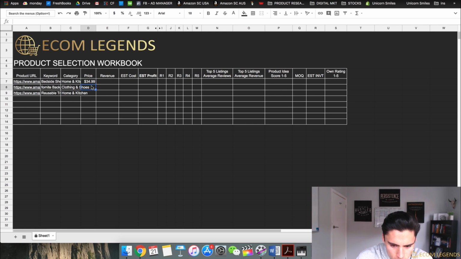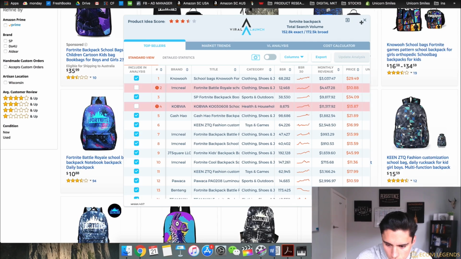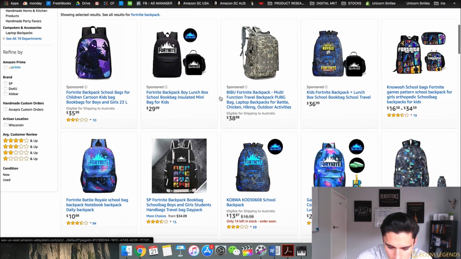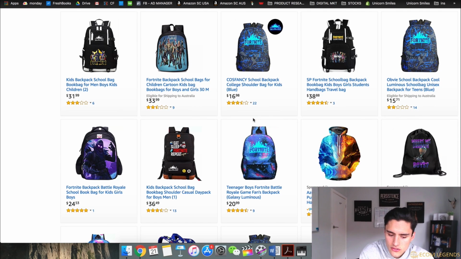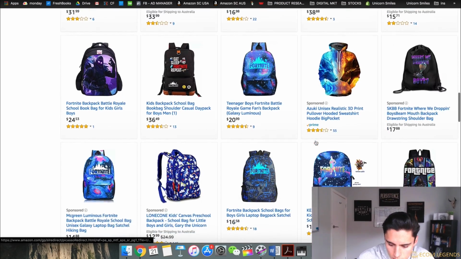The next one, the Fortnite backpack, the one that I wanted to go for is, because a lot of these ones are very cheap, so when you're choosing a product, just try to go for one in the middle range. Don't go for the super expensive one, and don't go for the super cheap one either.